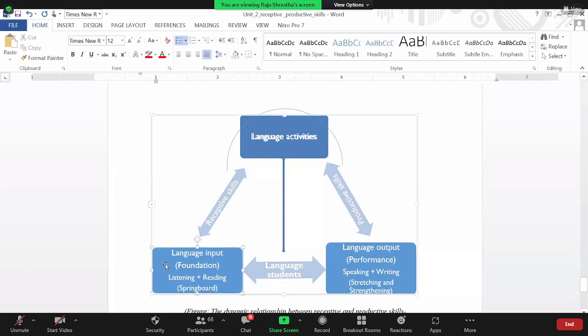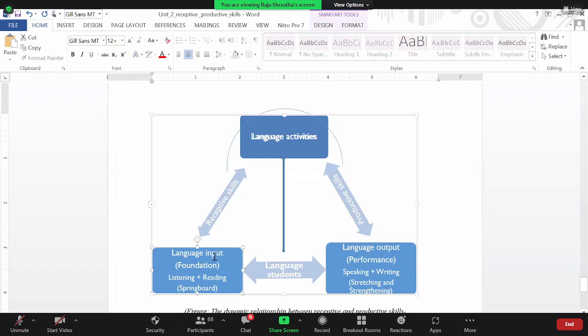For example, on one side there is language input.